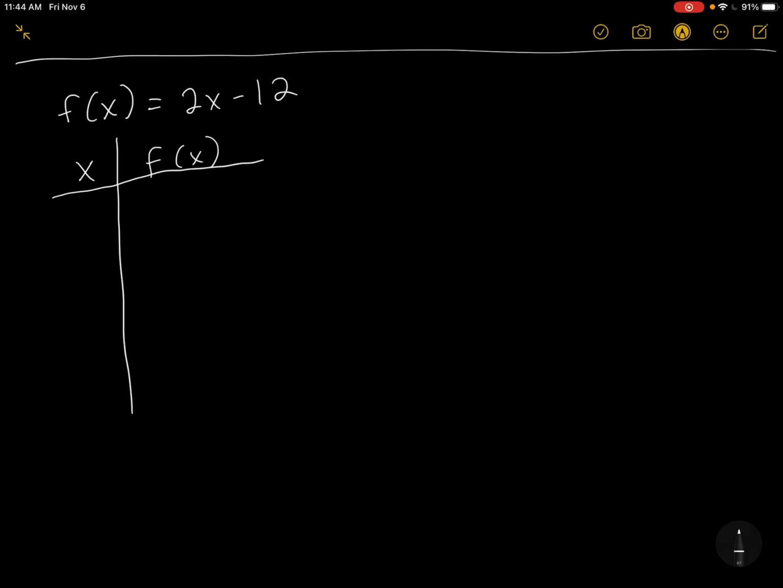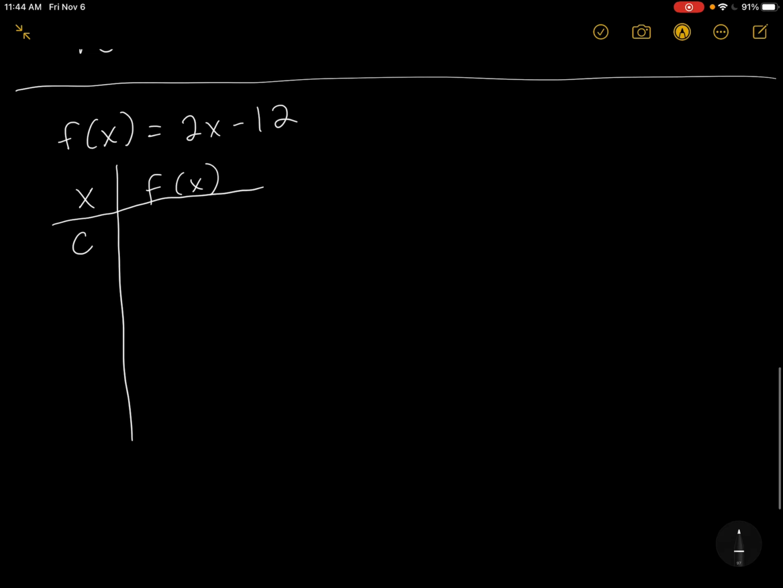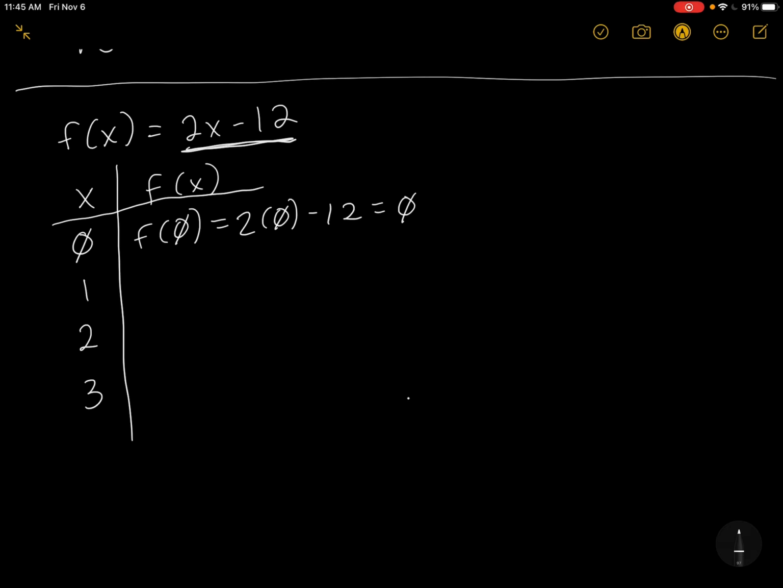So now it might be blank, maybe it's filled in for you, but I'm just gonna pick values for x, right? So I want to know what's f of 0, what's f of 1, what's f of 2, what's f of 3, right? So what's f of 0 equal to? Again, my function is up here. So 2 times 0 minus 12. 2 times 0 is 0, right? Minus 12. 0 minus 12 is negative 12.